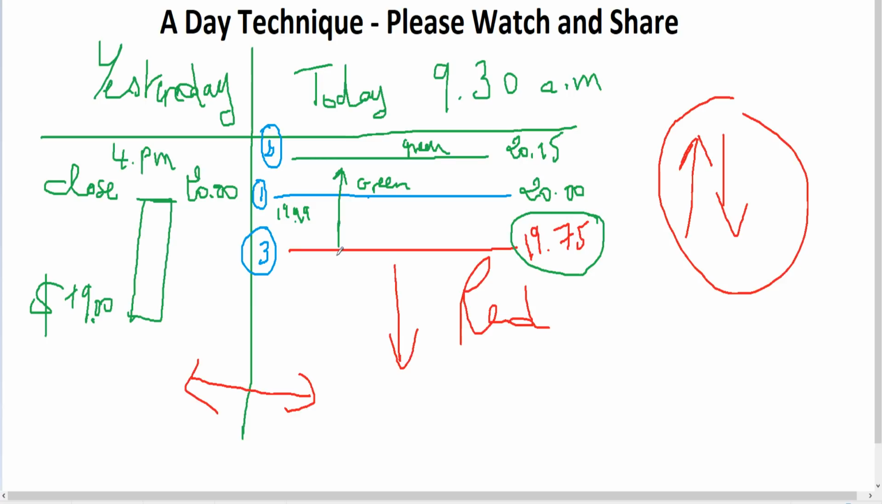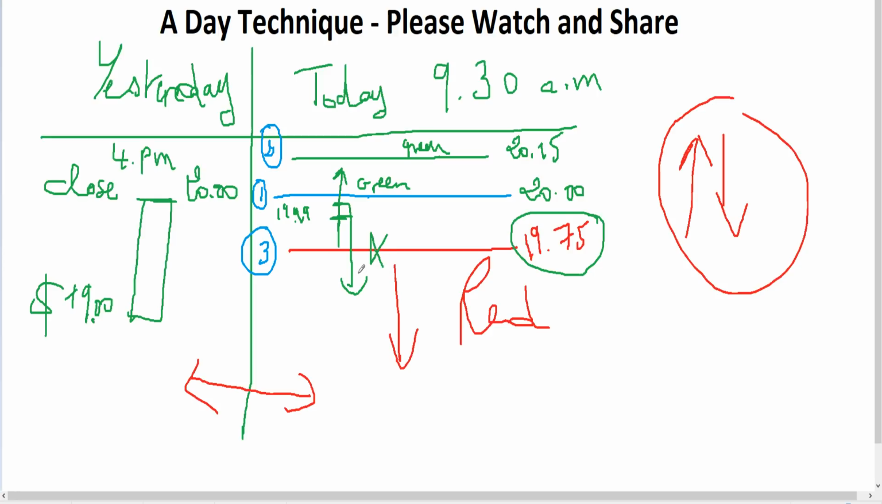Now, if the stock goes up a little bit here, and then it continues to go down and crosses this line of the beginning, it means the open, because this is an open, this is an open, this is an open. It means we have 3 scenarios. Scenario number 1, number 2, number 3. We begin with number 3.